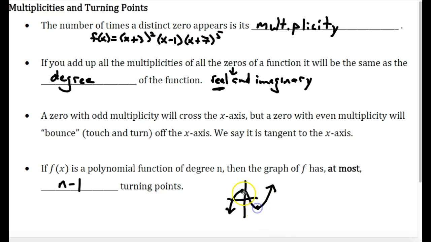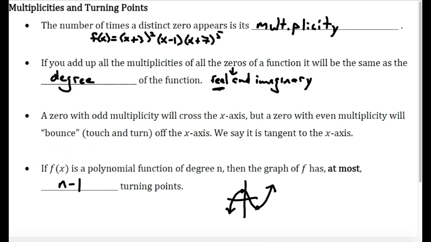We also called those local mins or local maxes, or relative mins or relative maxes. So if this is a third-degree polynomial, this one has 2 turning points. Now it is possible to have fewer than 2, but the most that it could have is 1 fewer than the degree. So a 4th-degree polynomial has at most 3 turning points. A 5th-degree polynomial has at most 4 turning points, and so on.